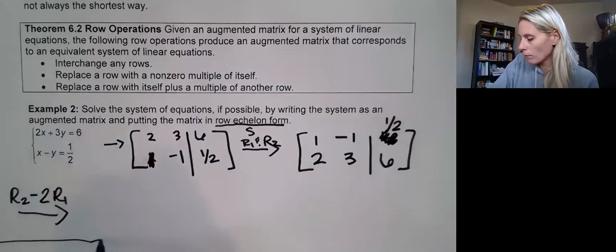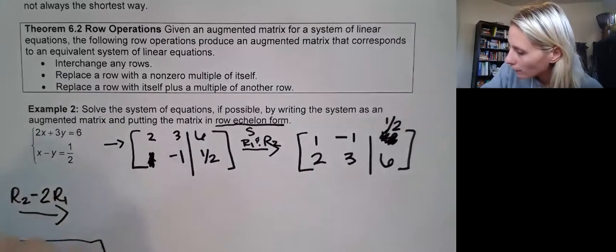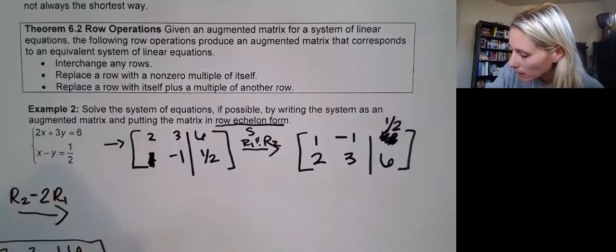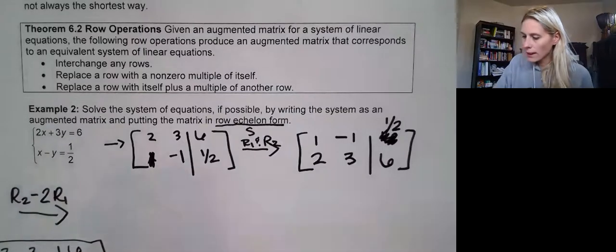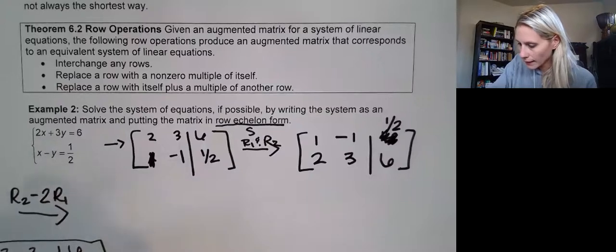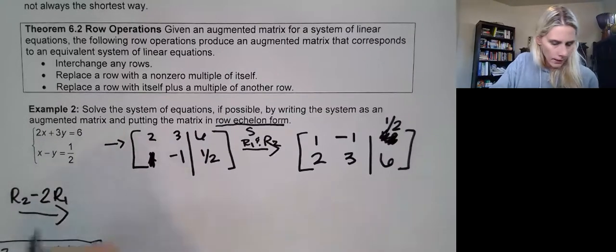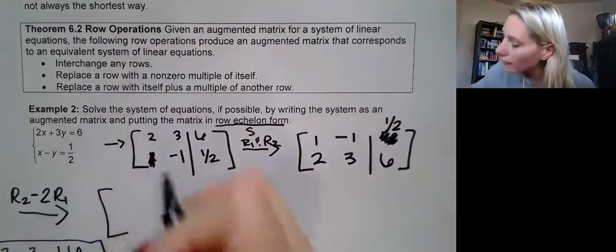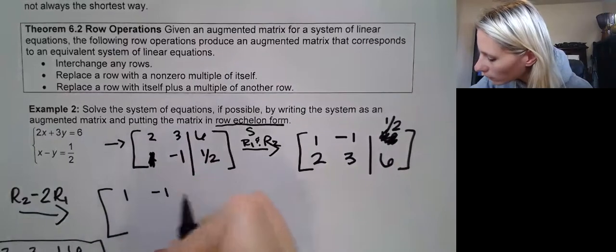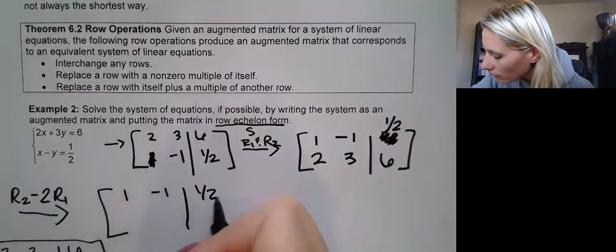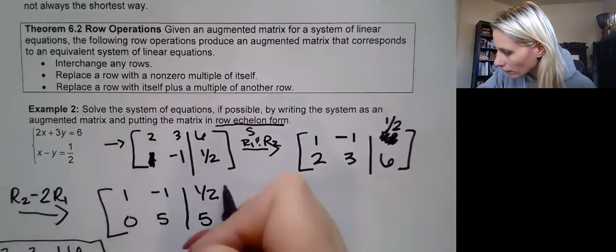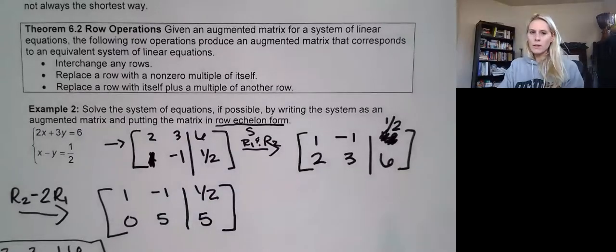I'm going to create my workspace. So I have 2, 3, 6. I'm going to multiply row 1 by 2. So 2, -2, 1. And I'm going to subtract it straight down. I get 0, and then I get 5, 5. Now my new row 2 is 0, 5, and 5. Okay. Now what's my next step?